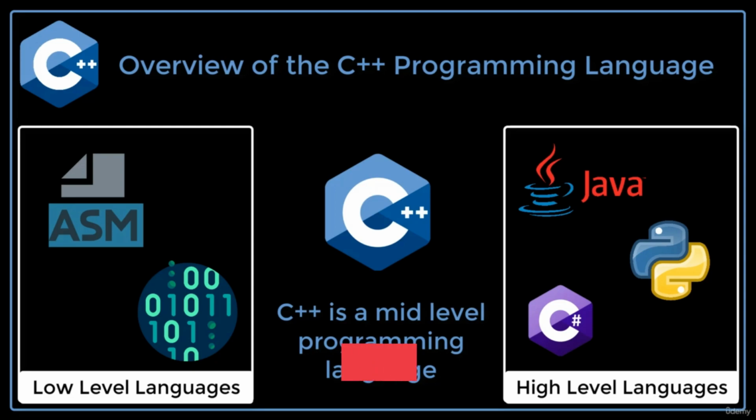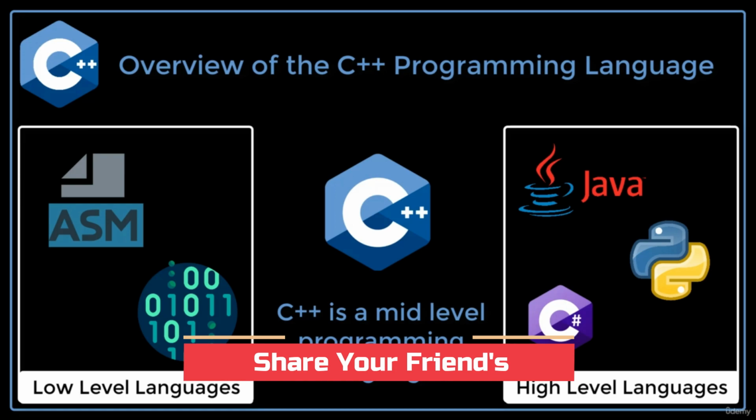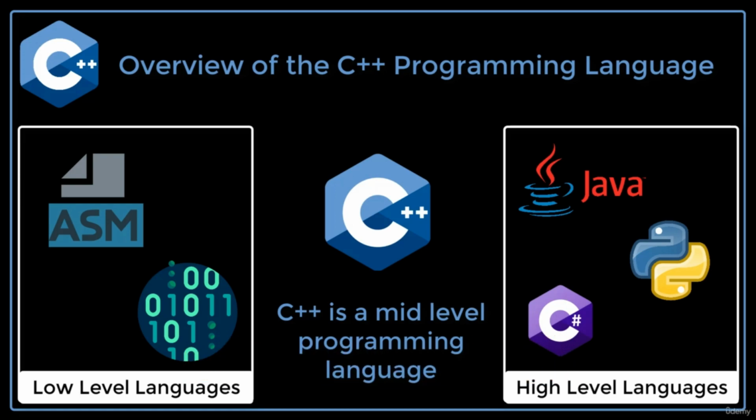C++ sits in between these sets of high-level and low-level languages, and is referred to as a middle-level programming language. It contains powerful high-level programming features like object-oriented programming, but also allows the programmer to directly manage the memory of the program, something typically offered by low-level languages. It is for this reason that we call C++ a middle-level language, as it offers a mix of features from high and low-level programming languages.